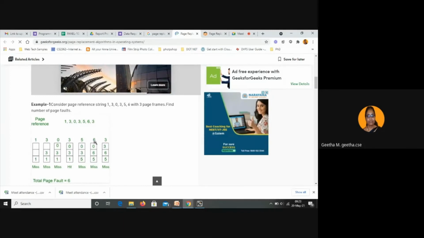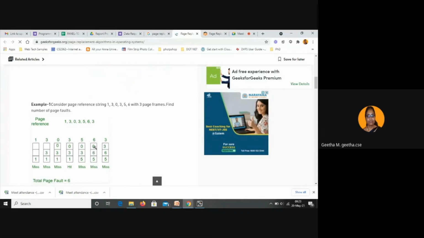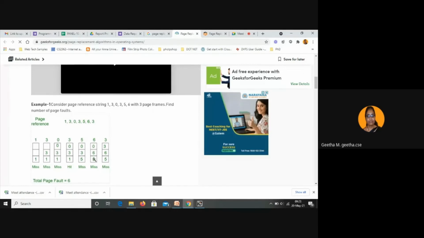Then consider the next reference, 3. Again, it is not there. Among 0, 6 and 5, 0 has arrived earlier, so it replaces 0 with 3. Again in this case a page fault occurs. So totally 6 page faults. The reference string has only 7 references, but consider the number of page faults. It is 6.